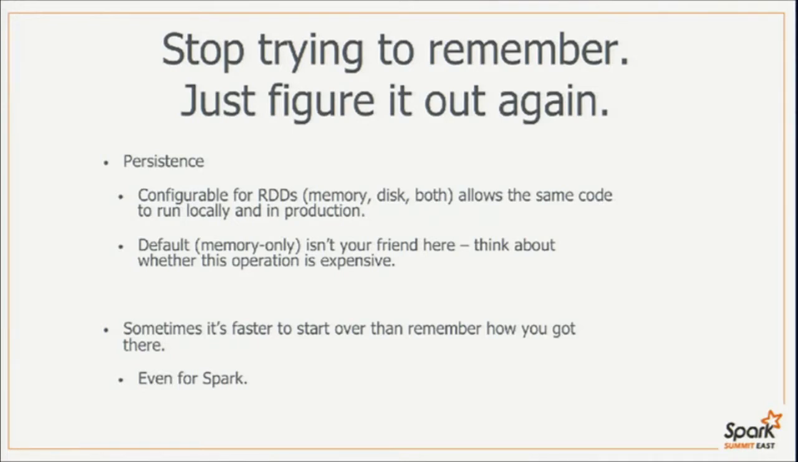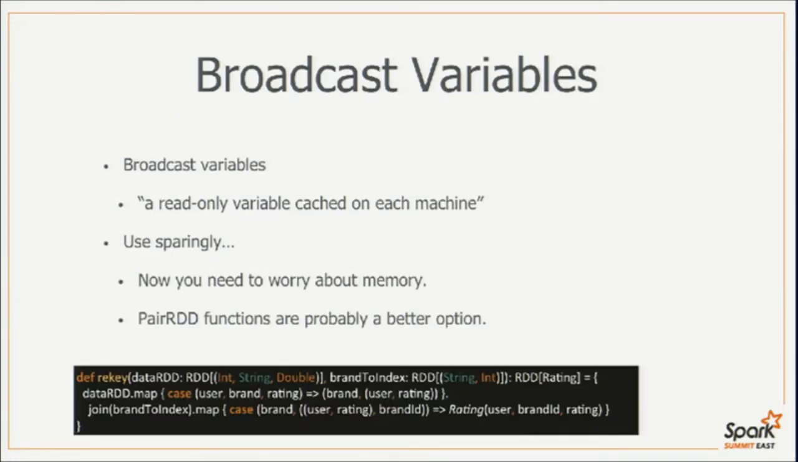So spilling to disk, depending, might be the best. And sometimes it's better just to not bother caching at all. Some things are fast enough to recalculate that it's easier to recalculate them than to try to recover them from disk. The second one is broadcast variables, which is another use of memory.